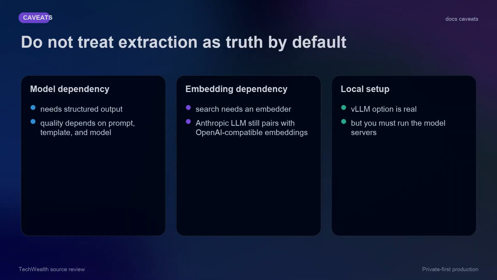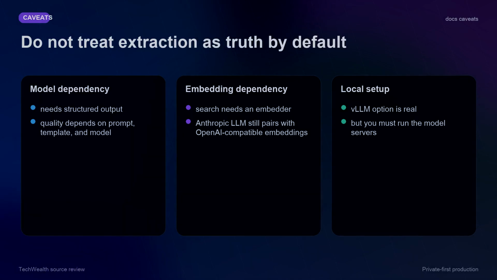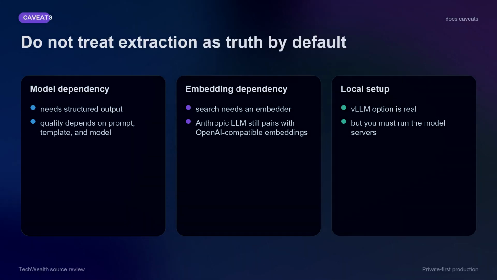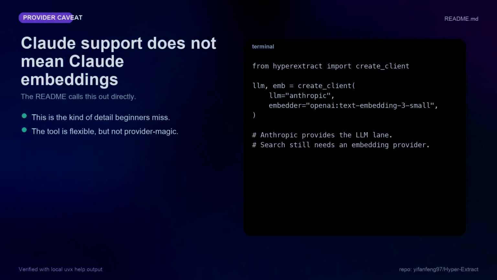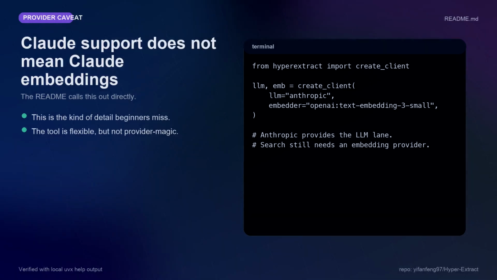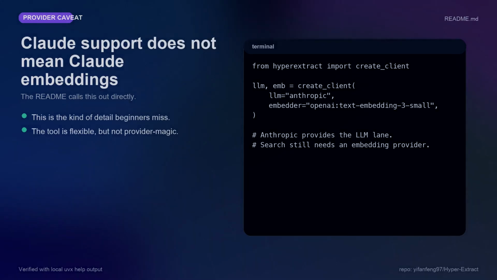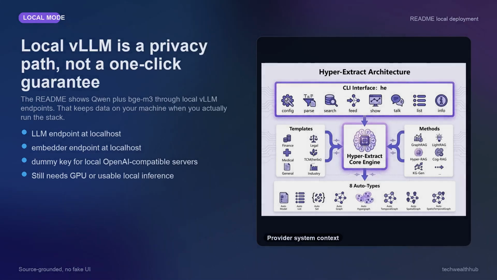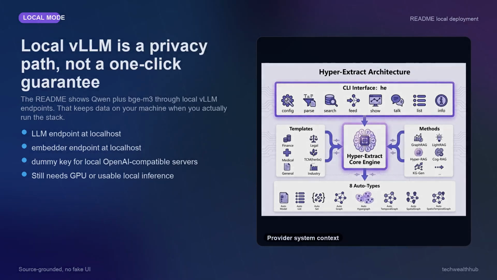There are caveats. This is not magic document understanding, and it is not a replacement for checking extraction quality. It depends on structured output behavior from the selected model, plus an embedder for search. The docs explicitly say Anthropic can be used as the LLM, but because Anthropic has no embedding API, you pair it with an OpenAI-compatible embedder. Local VLLM is also supported, with an example using Qwen and BGE-M3, but you still need the local model stack running.